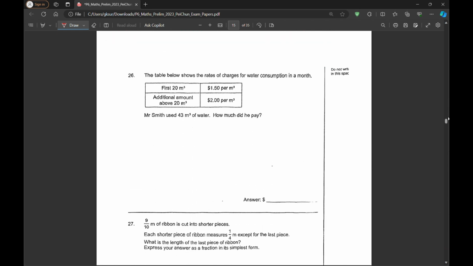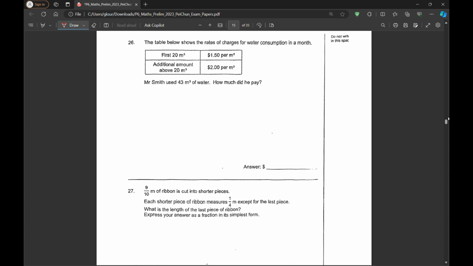So the table for question 26. The table below shows the rate of charges for water consumption in a month. First 20 meter cube, $1.50 per meter cube, and additional amount above 20 meter cube is $2 per meter cube. Mr. Smith used 43 meter cube of water. How much did he pay?